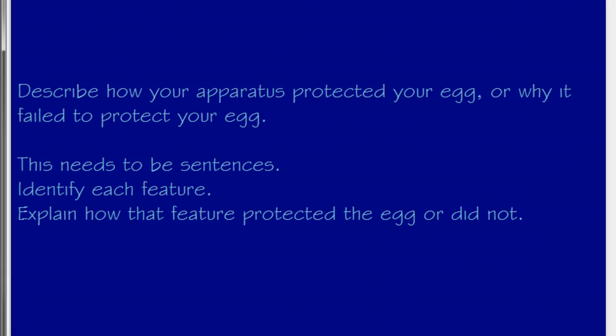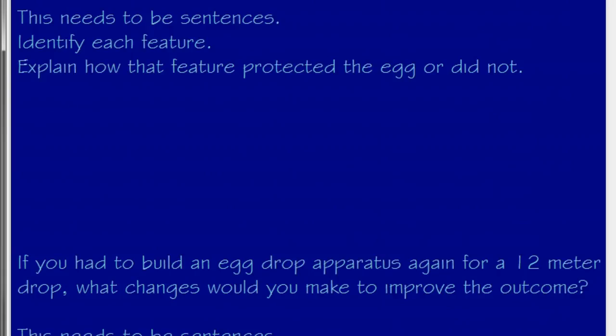So a lot of the sentences I'm seeing are way too brief. It just basically says the egg broke, and that's not enough. Please explain from the context using the features, explain how those worked or did not work to protect your egg.